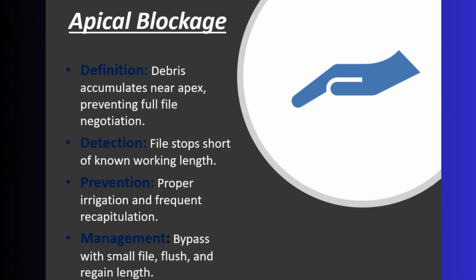Detection: working length changes. Irrigation doesn't flow freely. Prevention: irrigate frequently. Use a patency file regularly. Management: re-establish path with small K files. Chelation may help.